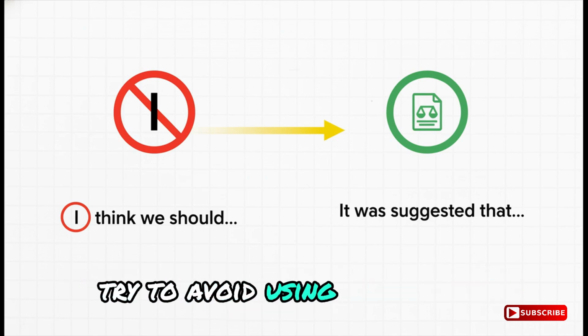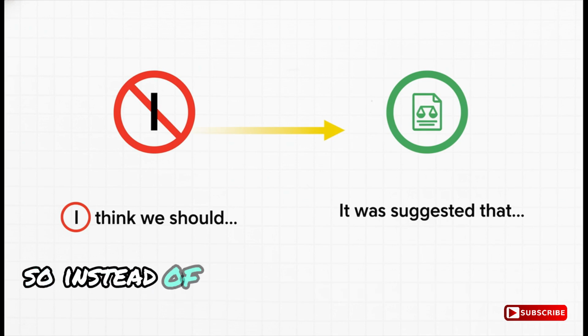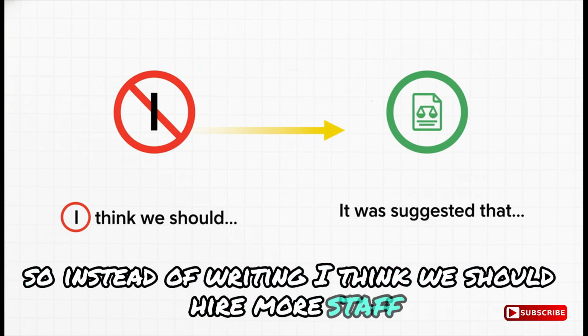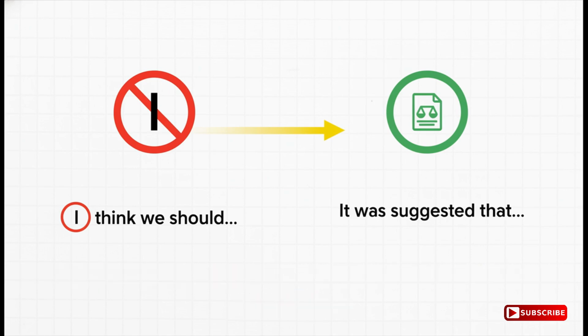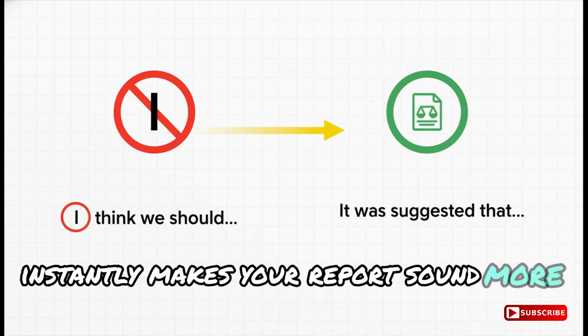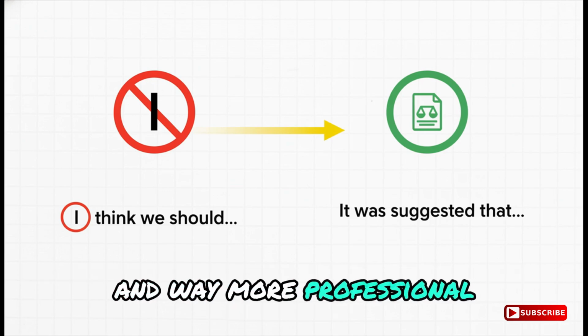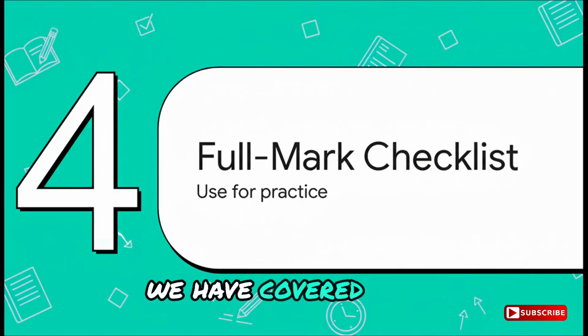Try to avoid using the word "I." So instead of writing, "I think we should hire more staff," try something like, "It was suggested that more staff should be hired." See how that instantly makes your report sound more objective and way more professional? Phew. Okay, we have covered a lot.